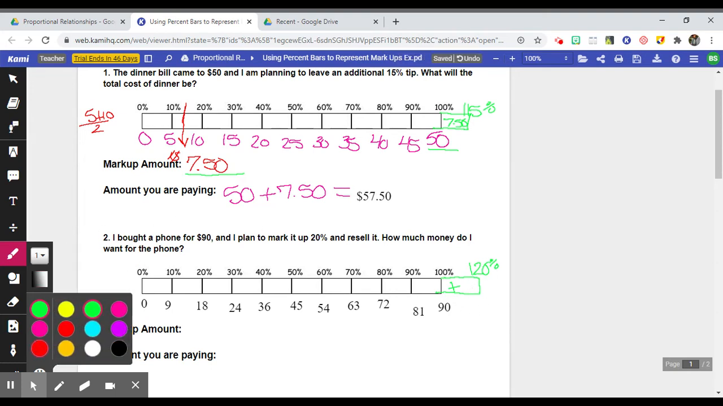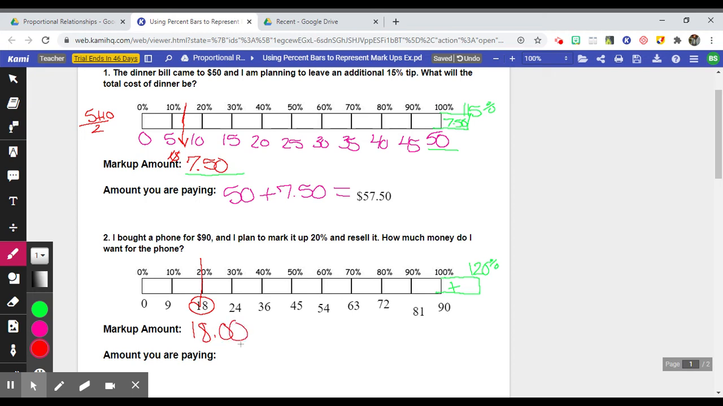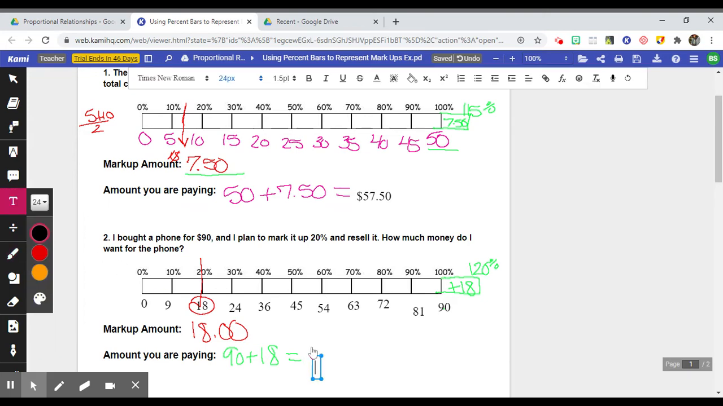Okay, so let's go back and see what 20% is. Well, 20% right here is $18. So my markup amount is going to be $18. I'm able to add that onto the total cost. So I'm going to do 90 plus 18 to find my total amount. I'm going to use a text box just so I can write that in neater so you guys can see it. And 90 plus 18 would be $108.